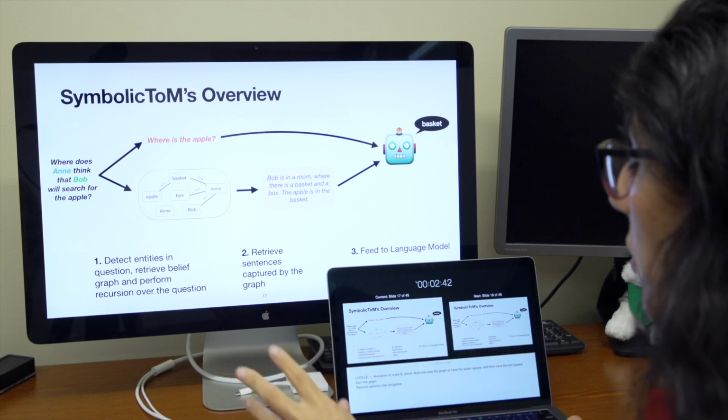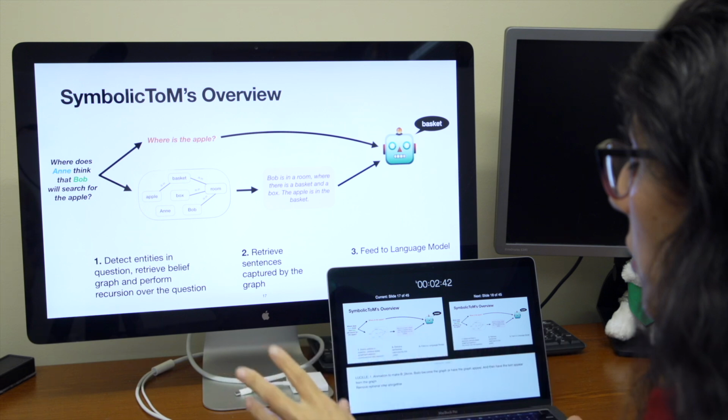The monitor now displays a screen titled, Symbolic ToM's Overview. A text box on the left reads, where does Anne think that Bob will search for the apple? 2 arrows come out of the box. The upper arrow points to the text, where is the apple? Which points to a robot icon with a speech bubble which comes out of it and contains the text, basket. The lower arrow points to a box which contains a chart. The chart features the word apple with a line which comes out of it labeled with the text, is in. The line leads to the word box. A line labeled, is in, comes out of the word box and leads to the word room. The words basket and Bob also appear with lines labeled, is in, which lead to the word room. A box with the word and stands apart.